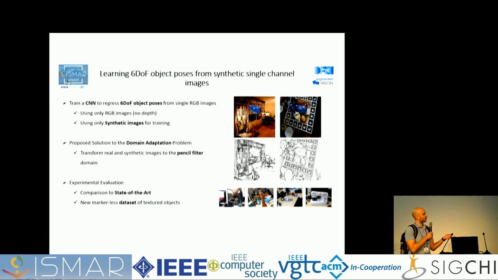One of the most interesting parts of our work is our proposed solution to the domain adaptation problem between synthetic and real images. And you can see in our evaluation a comparison to state-of-the-art and an evaluation of different loss functions to deal with the problem. We also propose a new markerless dataset for textured objects that is free to use.